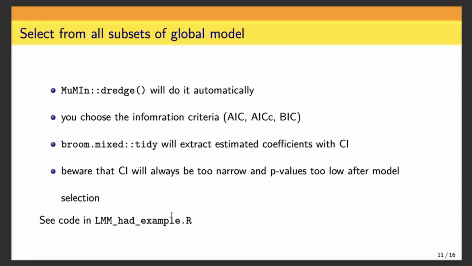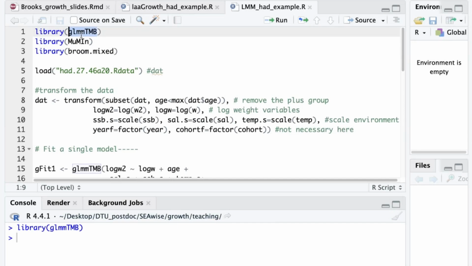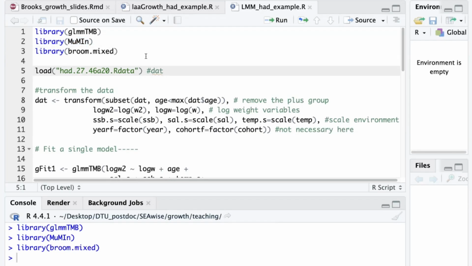So now let's look at this code in LMM haddock example.r. I'm using the glmmTMB package to fit the linear mixed models just because it's familiar to me and I use it a lot. The MuMIn package is there for the model selection. I use broom.mixed for extracting coefficients, as I said.